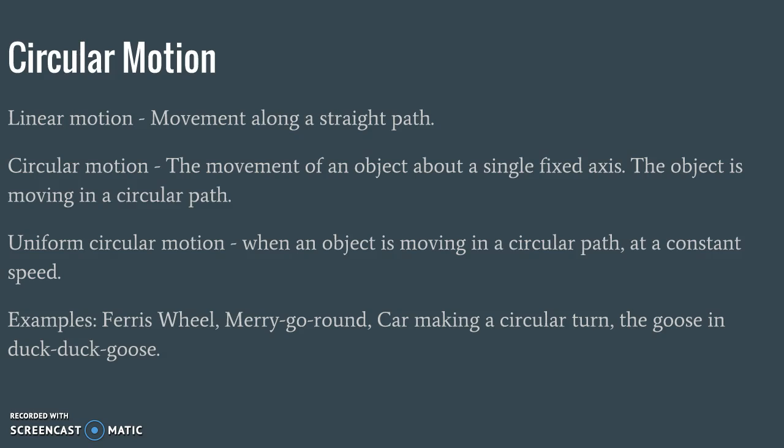Uniform circular motion is just circular motion, but the object that's moving in a circle is moving at a constant speed. So some common examples of circular motion are a Ferris wheel, a merry-go-round, a car making a turn, specifically a circular turn, and the goose in Duck, Duck, Goose, as long as the goose returns exactly back to the same spot that it started from.